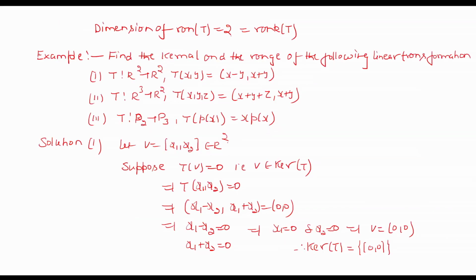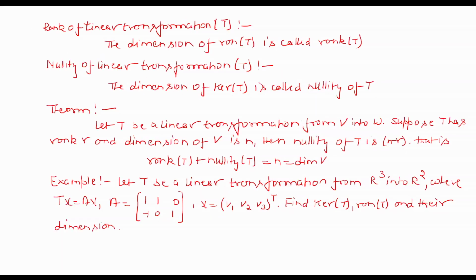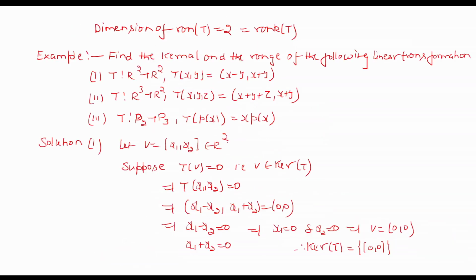So in the second question, the transformation is defined rather than the matrix being given to you. In the previous examples, you were given the matrix form of the linear transformation, and then you had to find the kernel and the range of T and the dimensions. Now solve question number 2. In this example, find the kernel and the range of question number 2.